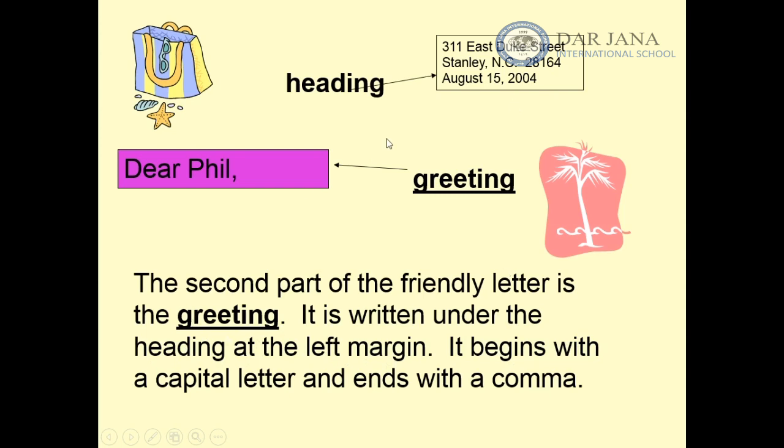As you can see, this is the beginning of a friendly letter. We start on the upper right corner with the heading. On the left margin, we write the greeting. And it's always in this form. We start with the capital letter, the word Dear, and then the name of the person we are sending to, and of course it is capitalized, and after the name we write a comma. So it's always like this: Dear in capital, name in capital, and then comma.